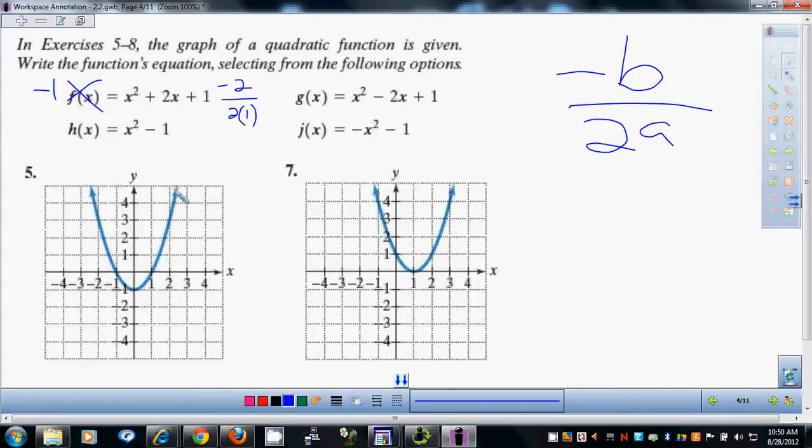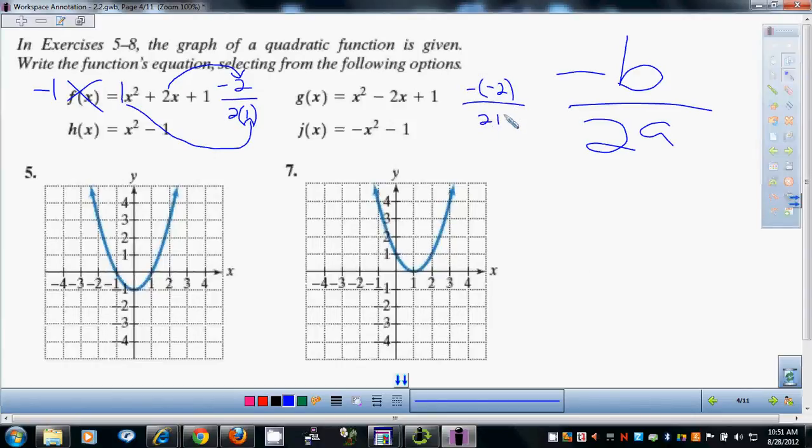Yes, ma'am. Sure. Negative b over 2a. So the 2 came here, and the negative is in the formula. Now, whenever there's no coefficient, you assume it's a 1. So that's where that plugged in. 2a.